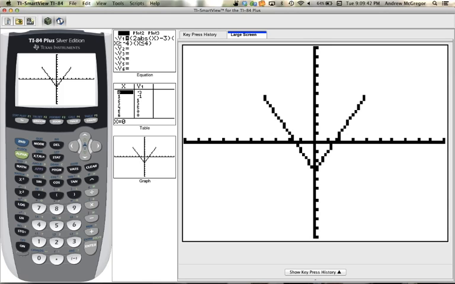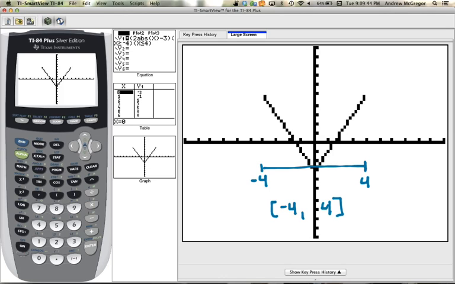And you can see on the graph that you have your absolute value function, and you can see that it begins at -4 and ends at +4, which is your interval notation for your domain, -4 to +4.